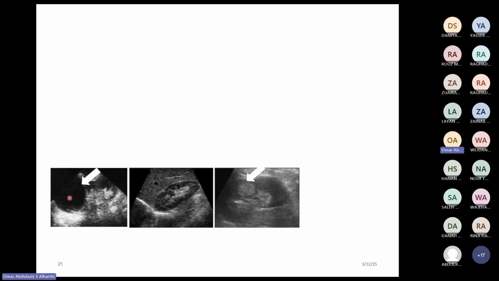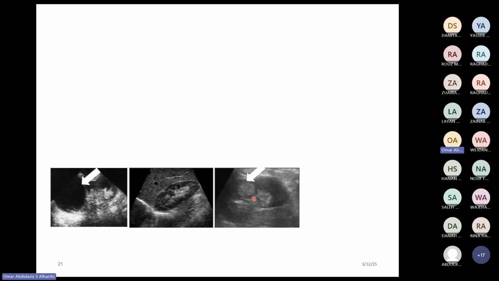Hypo means decreased relative to the adjacent structure. But if it's completely black, we call it anechoic, right? Anechoic means there is no reflection of the echoes whatsoever, because the echoes will pass through this cyst completely without any reflection. Okay.